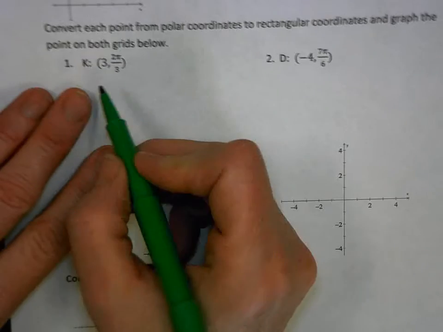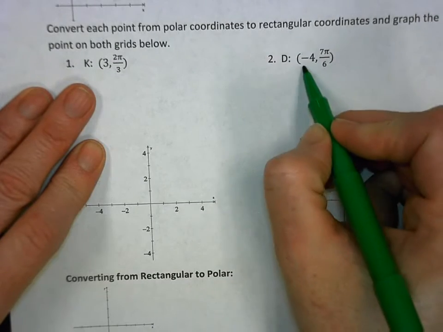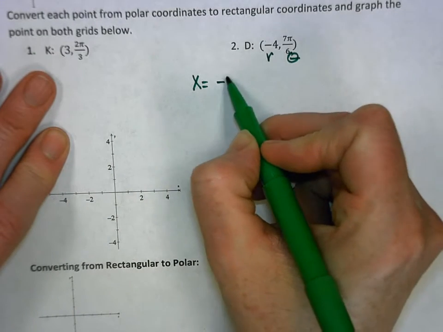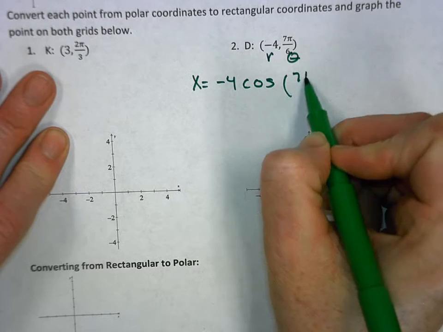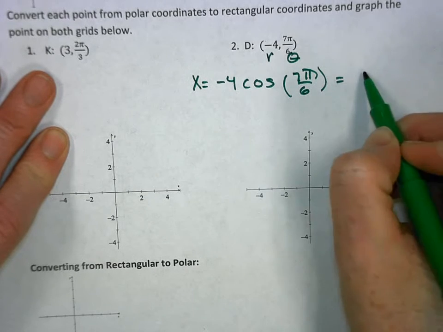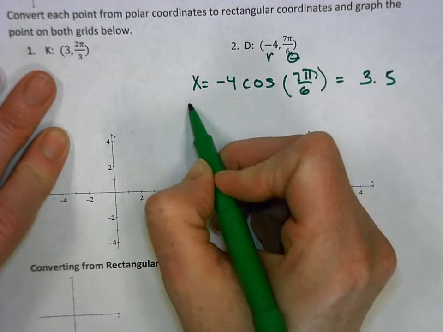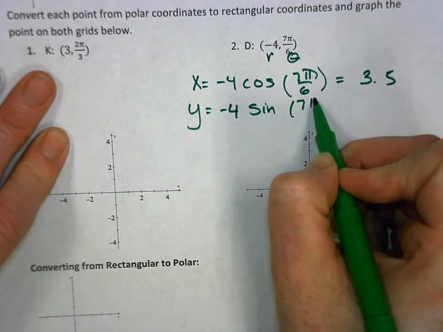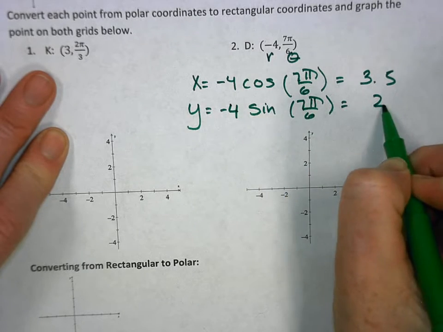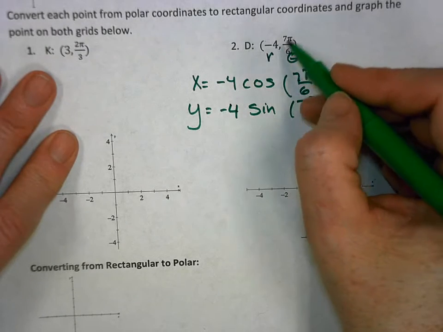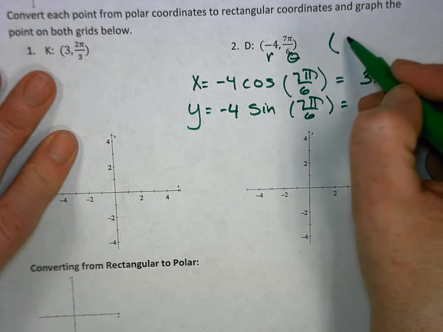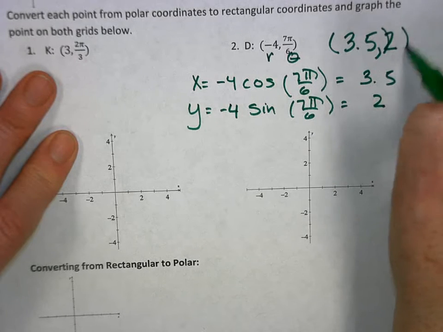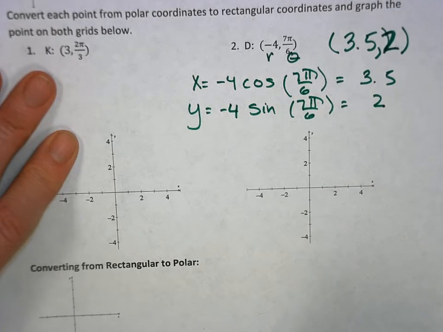So we were doing converting from polar r, theta to rectangular, and we said that x would be r cosine theta, and that's going to be, if I put that in my calculator, 3.5. y equals negative 4 sine theta, and that equals 2. So if I have this polar point, it's going to correspond to this rectangular point, 3.5, 2. All right. Okay, so let's graph that.